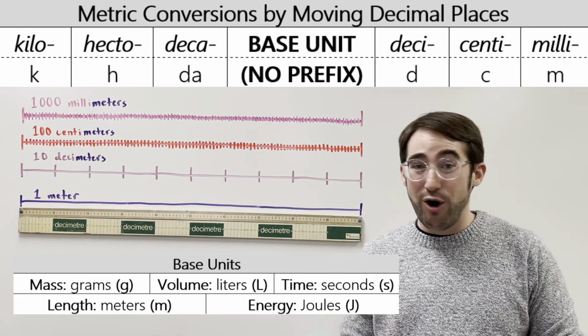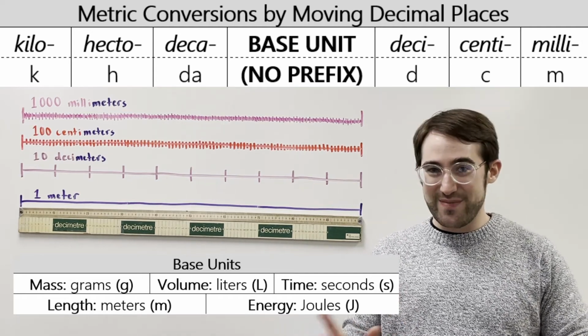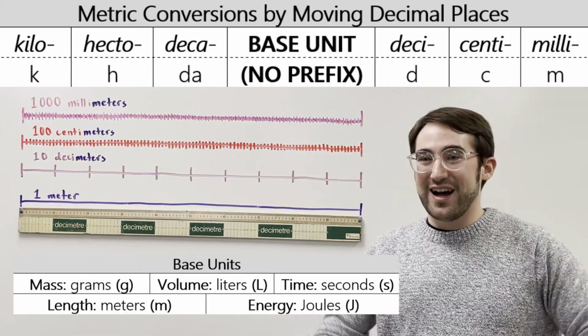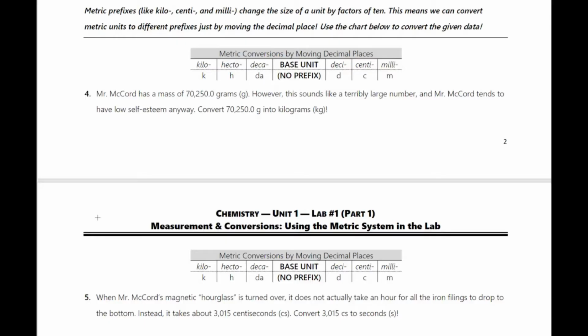if our measurement tool only gives us a couple options. Like our mass balances only give us our units in grams. So if we need to change the unit to make it fit a little bit better, we can do that pretty easily just by moving the decimal place. Okay, let's look at some examples of how we can change the size of a unit just by moving around its decimal place. Okay, so in this first example, let's see, I have a mass of 70,250 grams.